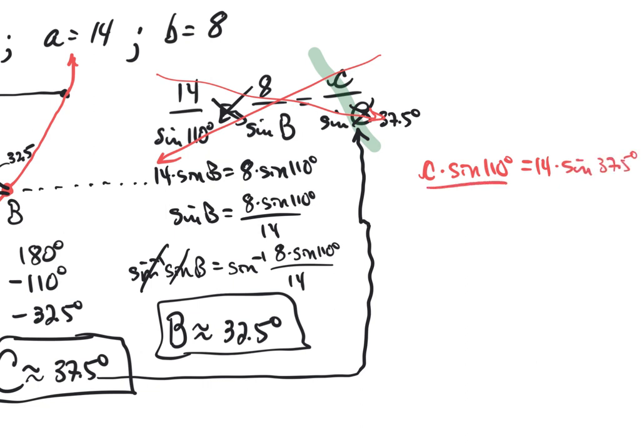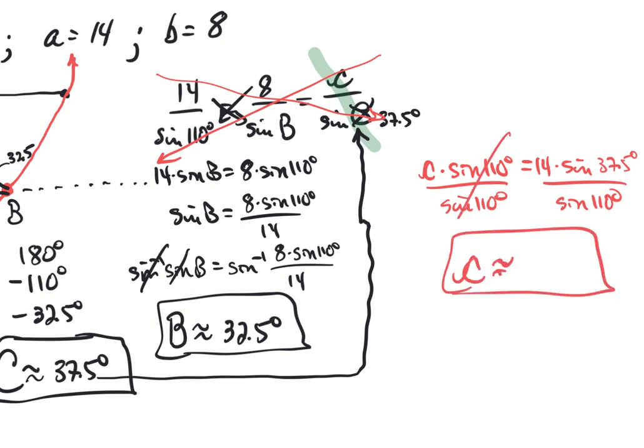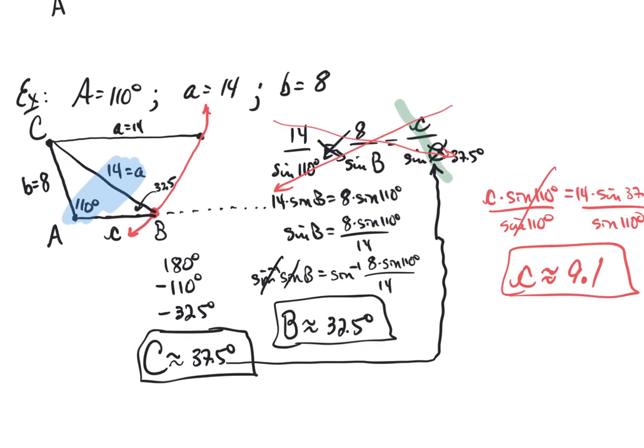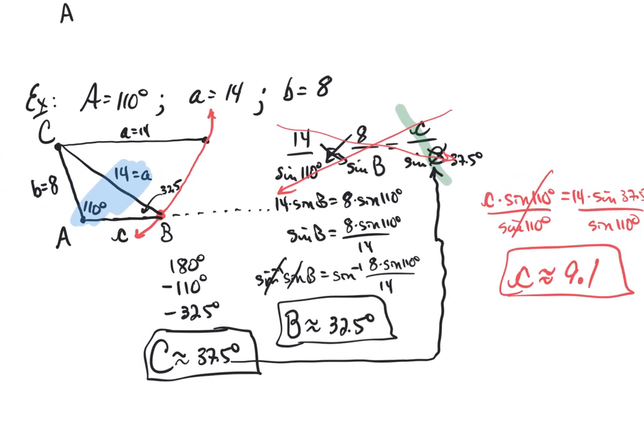Then to get little c by itself, I just divide both sides by the sine of 110, so that those cancel, and little c, the third missing part of our triangle, would be 14 times the sine of 37.5 divided by the sine of 110. And if I punched that in, I got 9.07. Let's just call it 9.1. So let me shrink the screen down so you can see everything at once, and we'd have all three of our missing pieces.